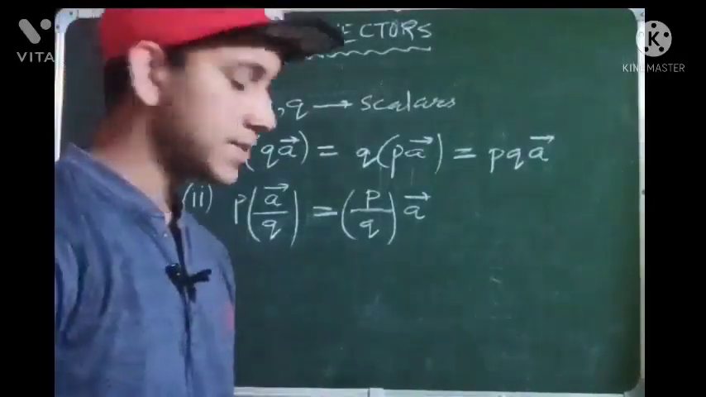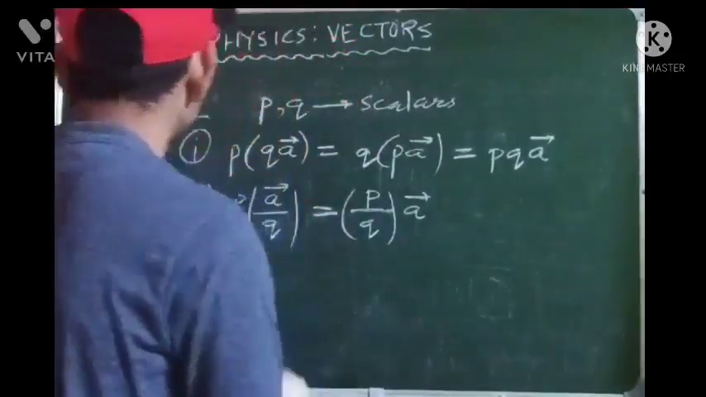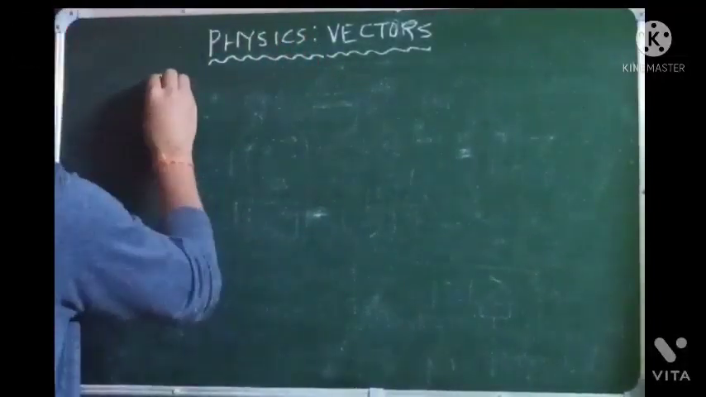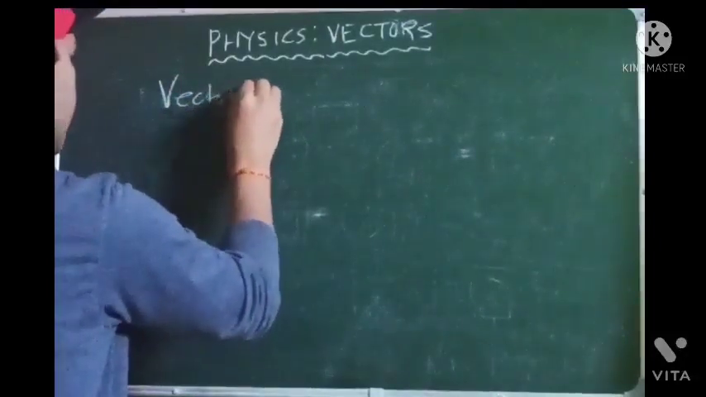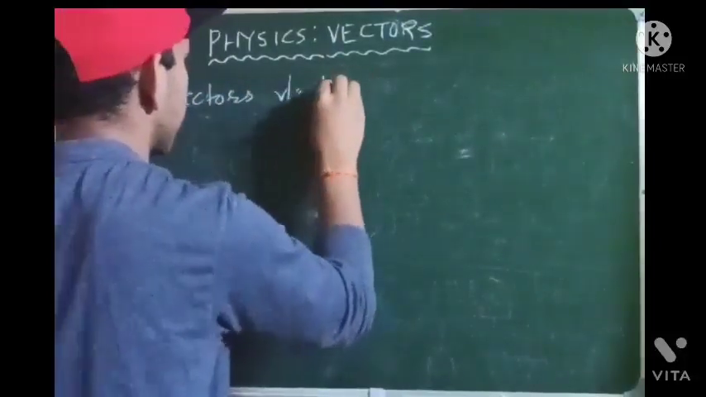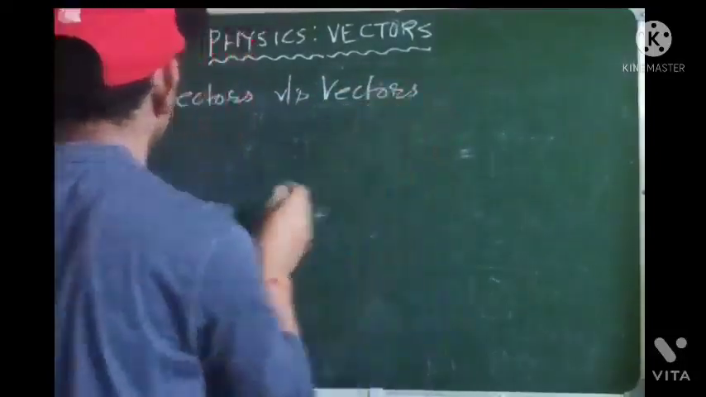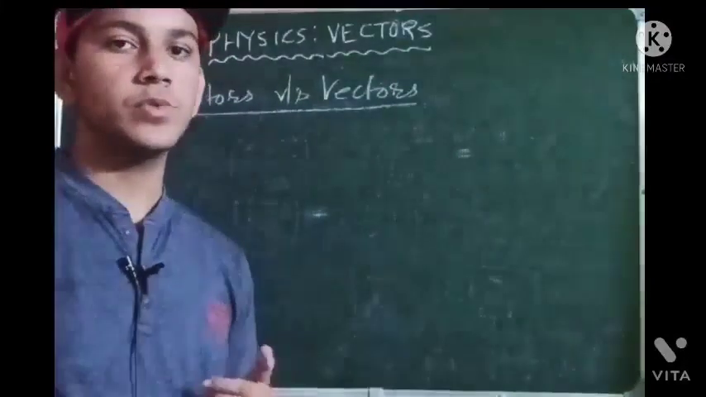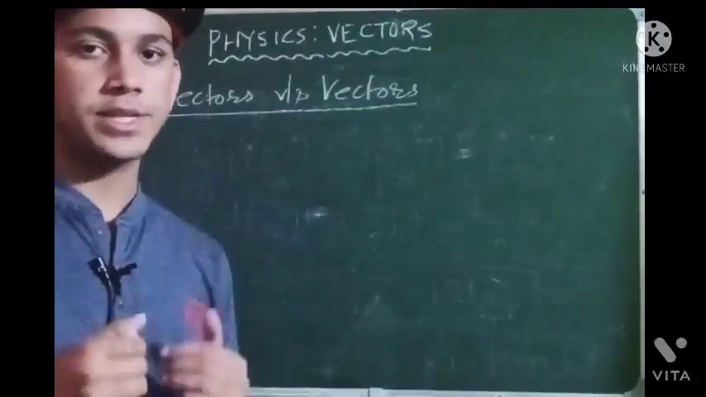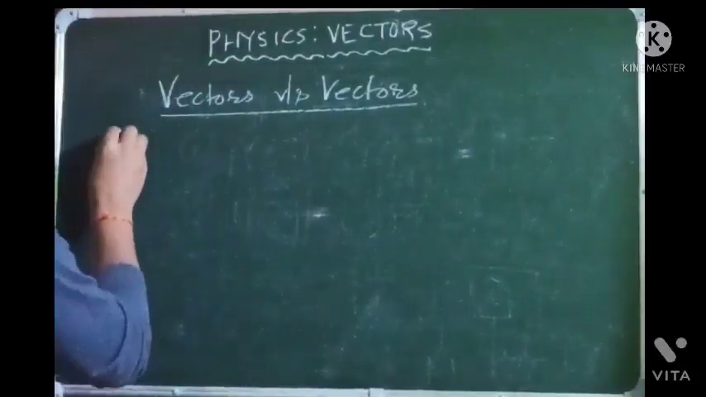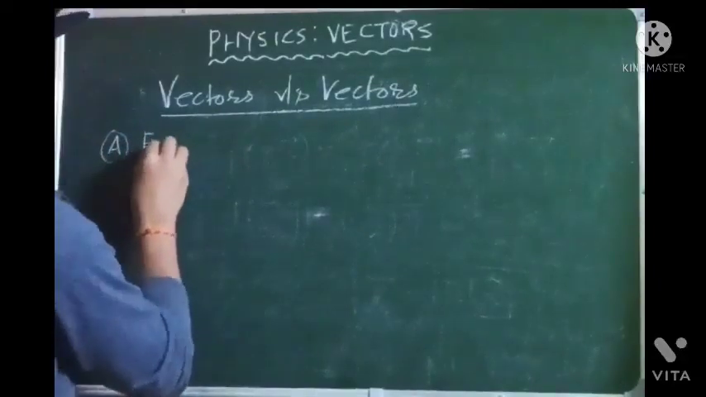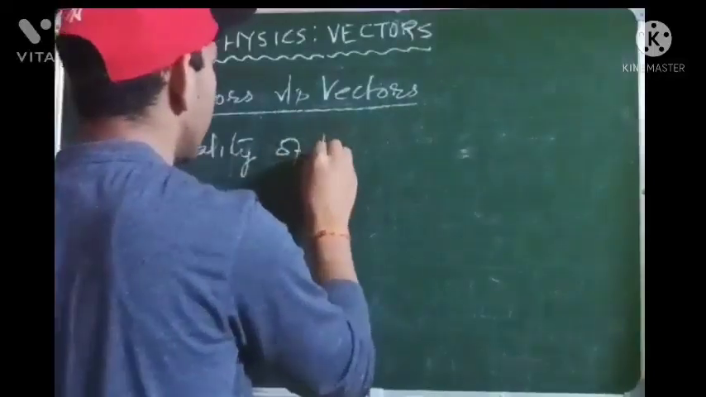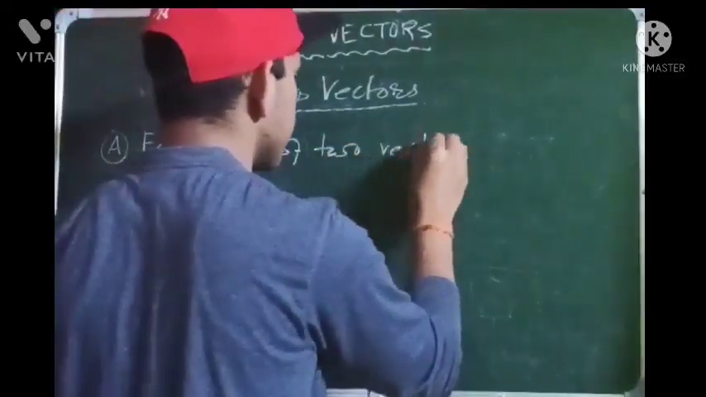Next we are going to see vectors versus vectors. The first one is equality of two vectors. That means when can we say that two vectors are equal? We are going to see that.